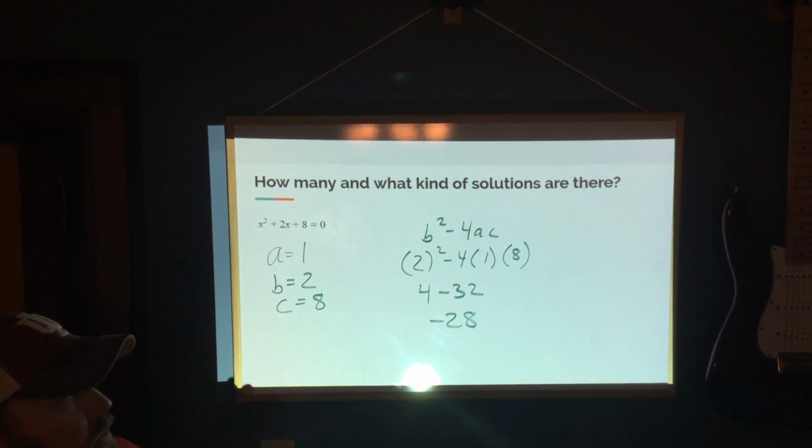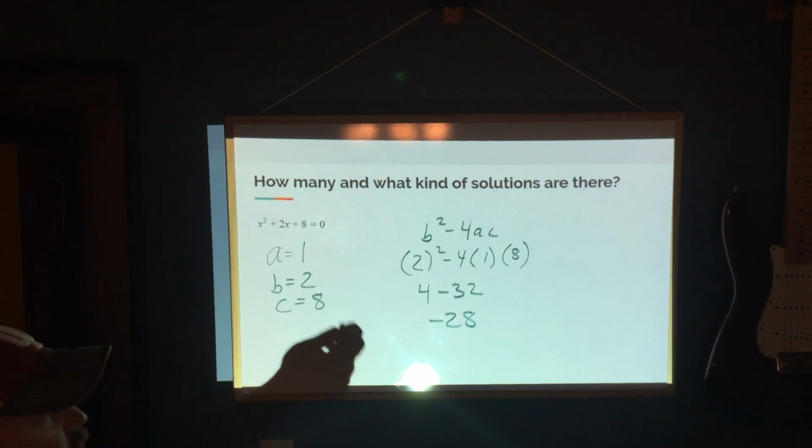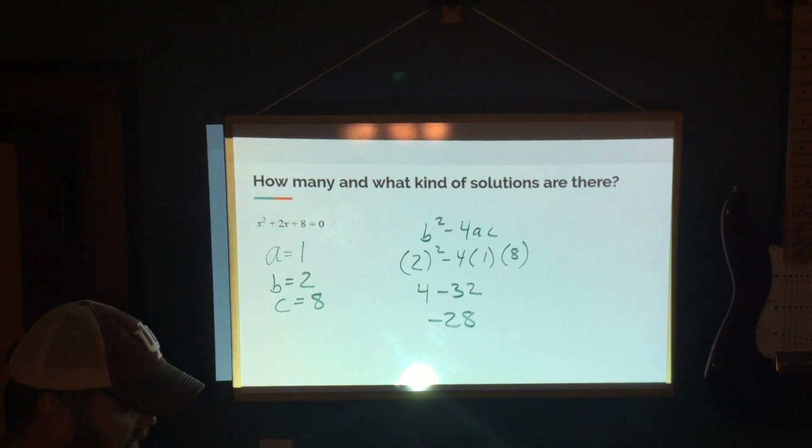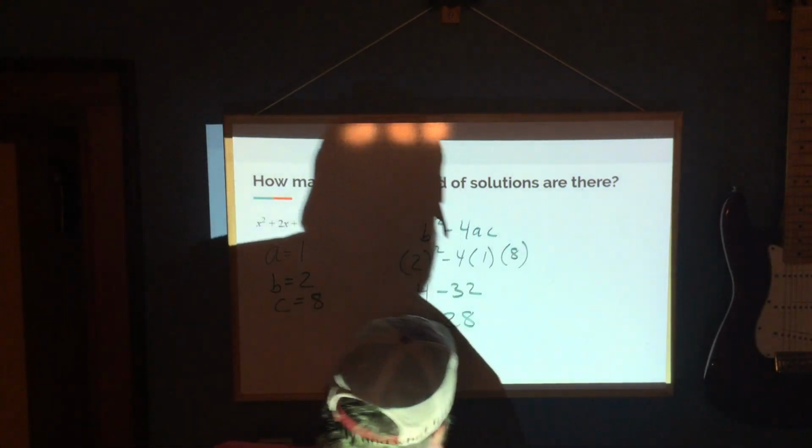Think about where the discriminant was. It was inside of a square root. You cannot take the square root of a negative number, so this one can't be solved.